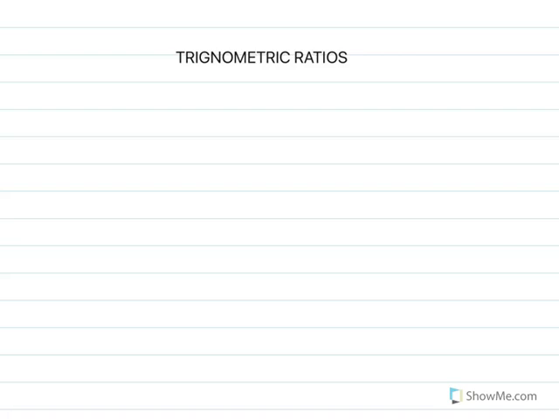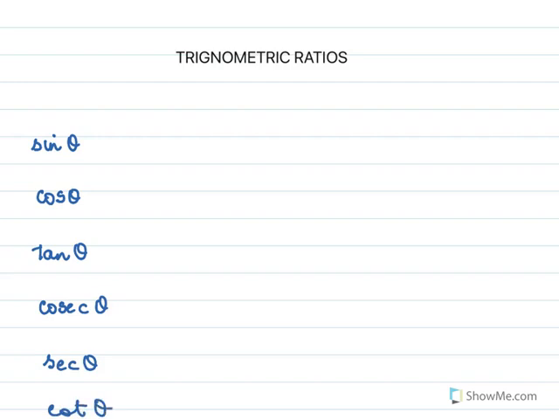Here we learn how to remember or memorize the trigonometric ratios of all the angles. The first thing you do is write all the ratios, that is sine theta, then cos theta, tan theta, cosec theta, sec theta, and in the end cot theta.